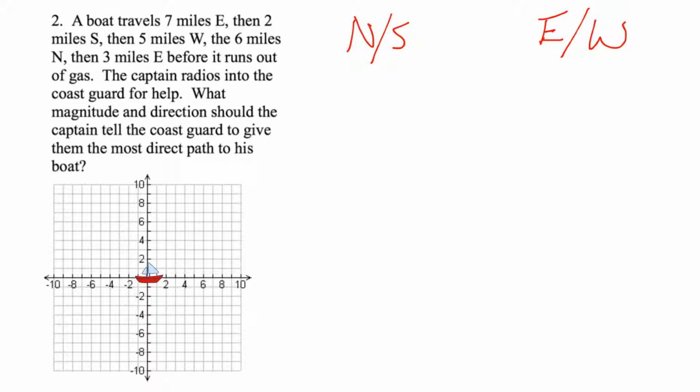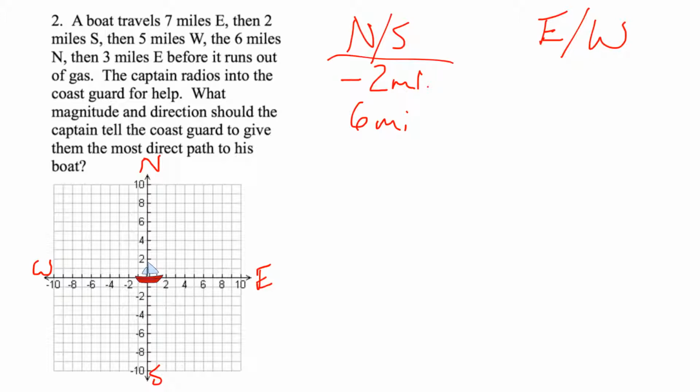Alright, so let's see, they went 2 miles to the south, and I'm putting negative because south is going to be downward. Let's go ahead and actually put the directions on the graph. North, east, south, west. Alright, so he went down 2 miles, then he went 6 miles to the north, so that's going to be positive 6. That's all of the north-south stuff.